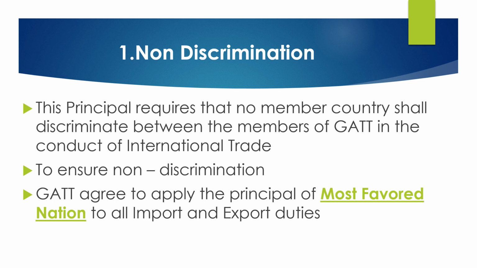First one, non-discrimination. What is meant by non-discrimination? So you all know that there should not be any differentiation. This principle states that no member country shall discriminate against another member country in terms of international trade. All countries should be given equal importance in terms of trade. That's what non-discrimination is.